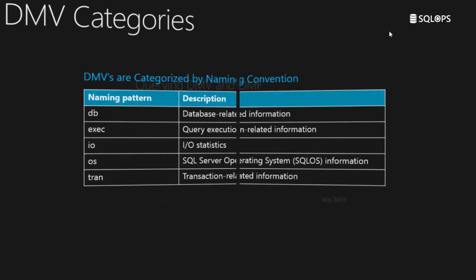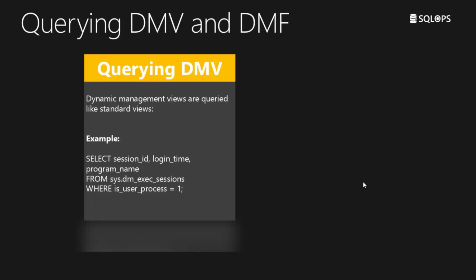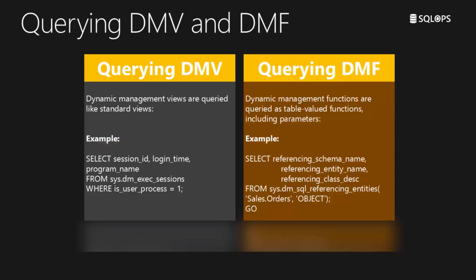Now let's see how to retrieve information from a dynamic management view. To retrieve information from a DMV, you can use the select statement like you would use it on any other regular table, view, or table-valued function. And you can use the where clause to filter the data in a DMV. And like discussed, dynamic management views are queried like standard views. In this example, the query returns a list of current user connections. The dynamic management functions are queried as table-valued functions, including parameters.